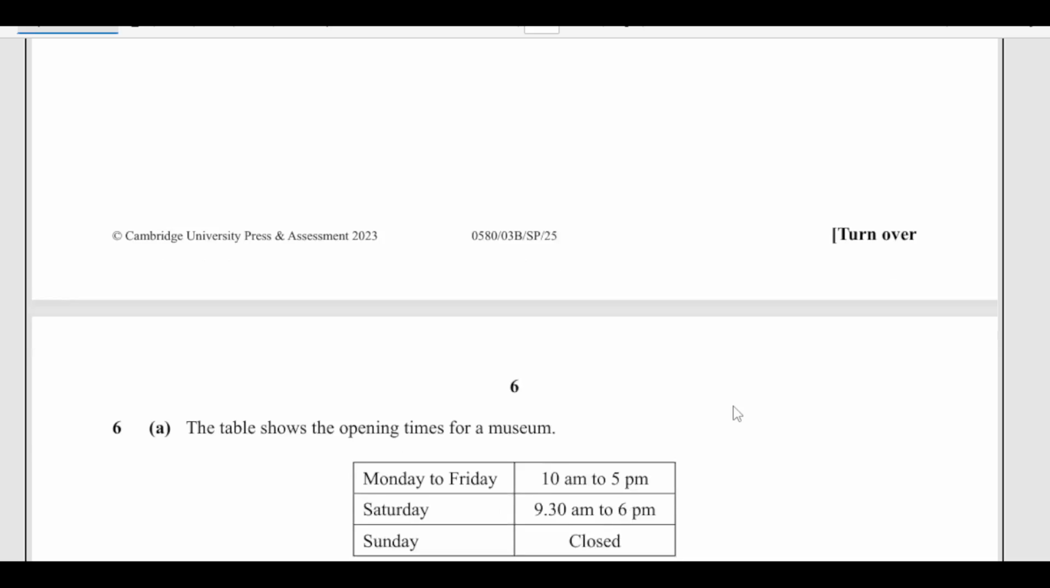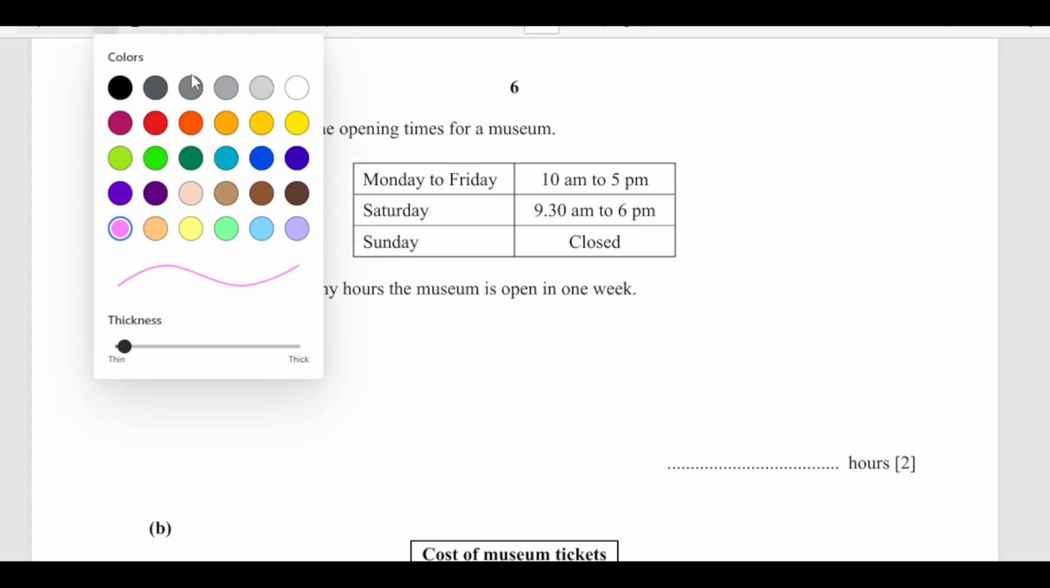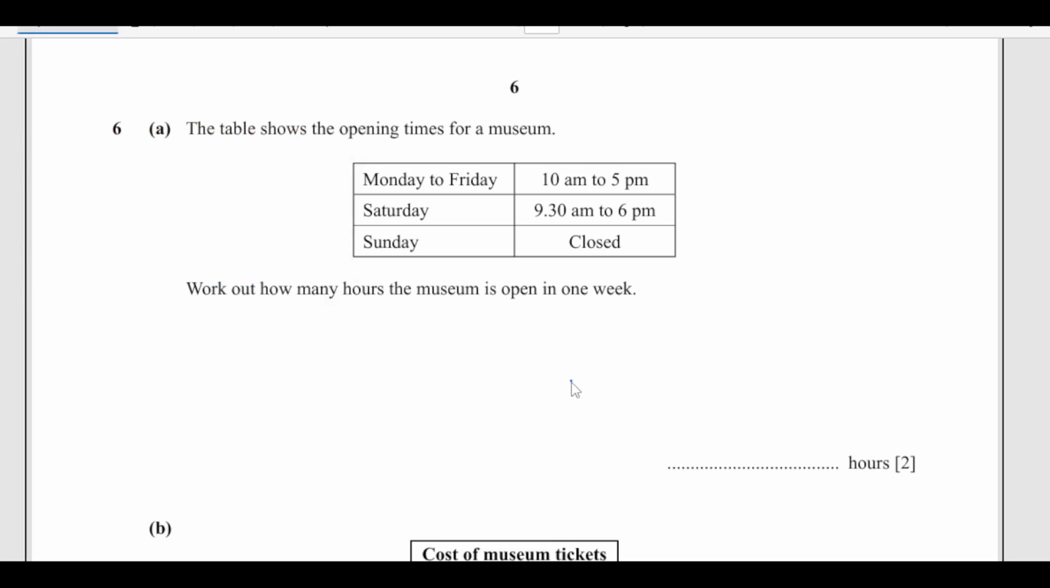Now let's move to the next question, number 6. The table shows the opening time of a museum Monday to Friday. You can see 10 a.m. to 5 p.m., then Saturday and Sunday. Work out how many hours the museum is open in one week, right? In 1 week, so we are looking for 1 week.